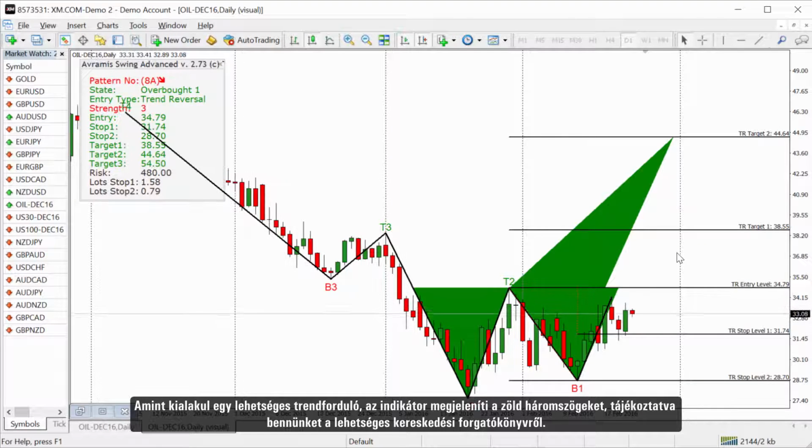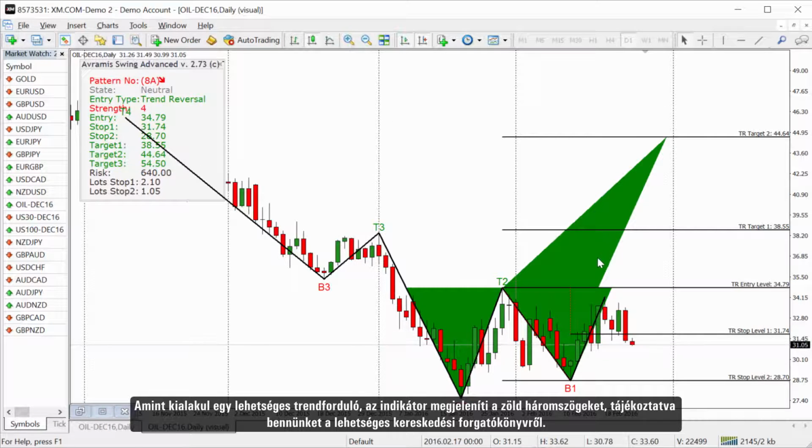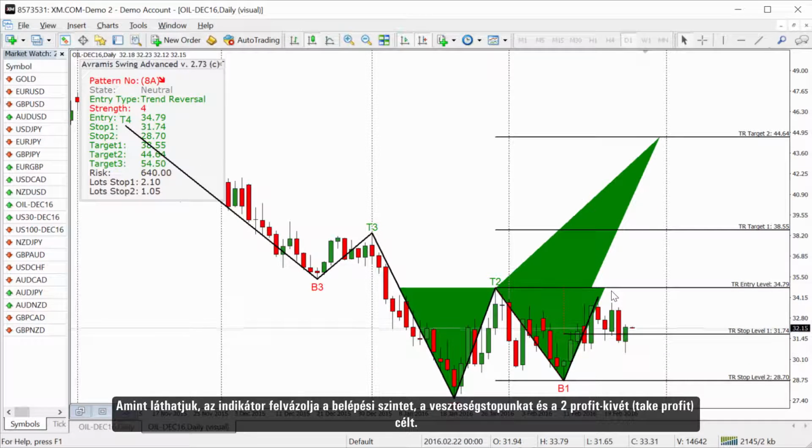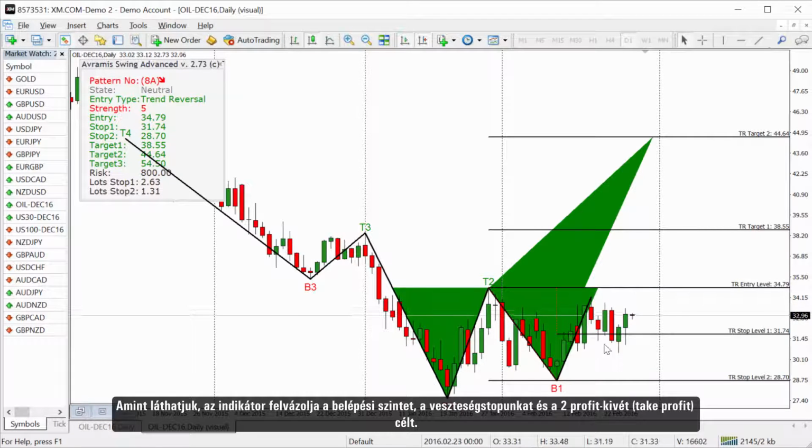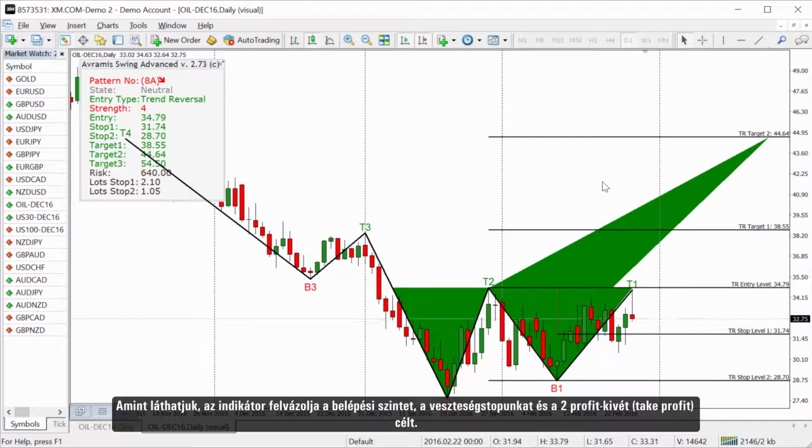Once we have a possible trend reversal, the indicator will show us the green triangles, making us aware of the possible trading scenario. Now, as we can see, the indicator is outlining to us our entry level, our stop loss, and our two take profit targets.